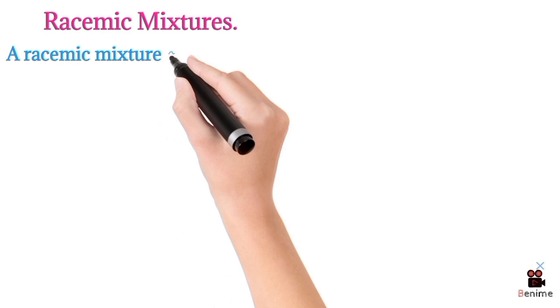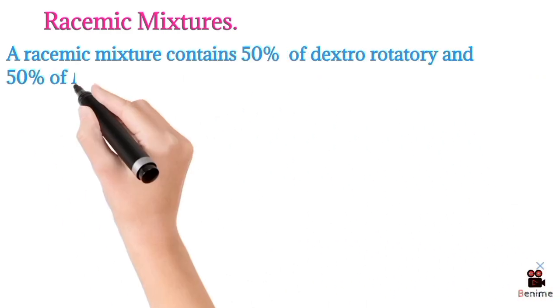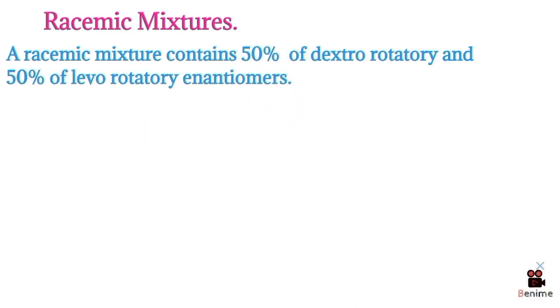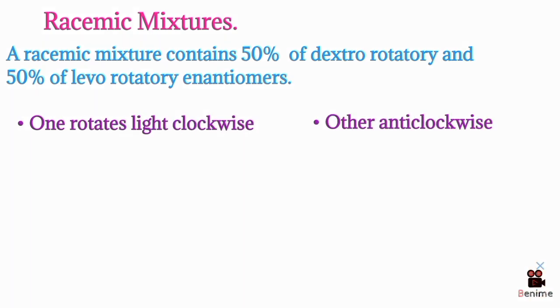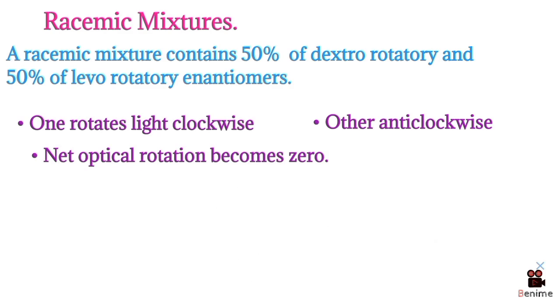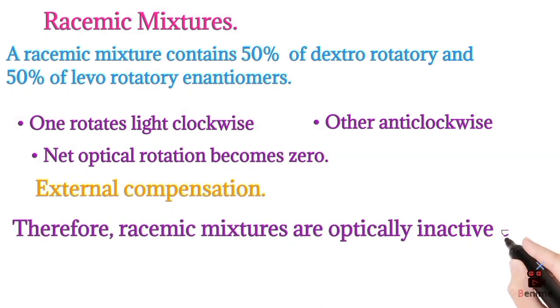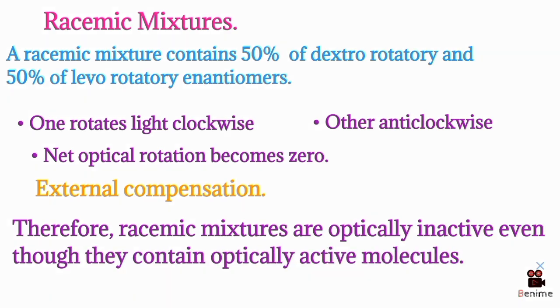Racemic mixtures. Now let us discuss racemic mixtures. A racemic mixture contains 50% dextrorotatory enantiomer and 50% levorotatory enantiomer. For example, 50% dextrolactic acid and 50% levolactic acid. Since one rotates light clockwise and the other rotates it anticlockwise by equal magnitude, the net optical rotation becomes 0. This cancellation is called external compensation. Therefore, racemic mixtures are optically inactive, even though they contain optically active molecules.